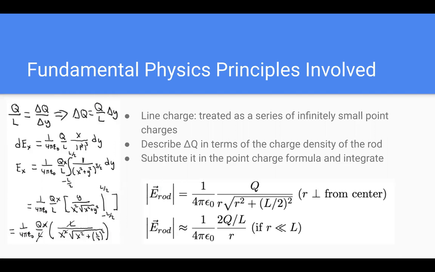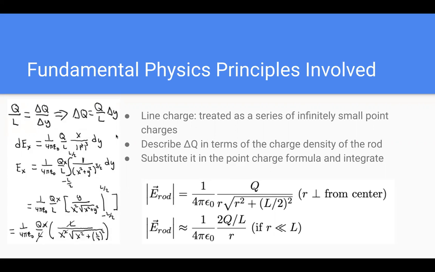To get into some of the fundamental physics principles involved, this lab deals with line charges, which is when we're trying to find the electric field along an infinitely thin line. We treat it as a series of infinitely small point charges. To find the formula, we want to describe delta Q in terms of the charge density of the rod. So you can see here how we say delta Q equals Q over L times delta Y.